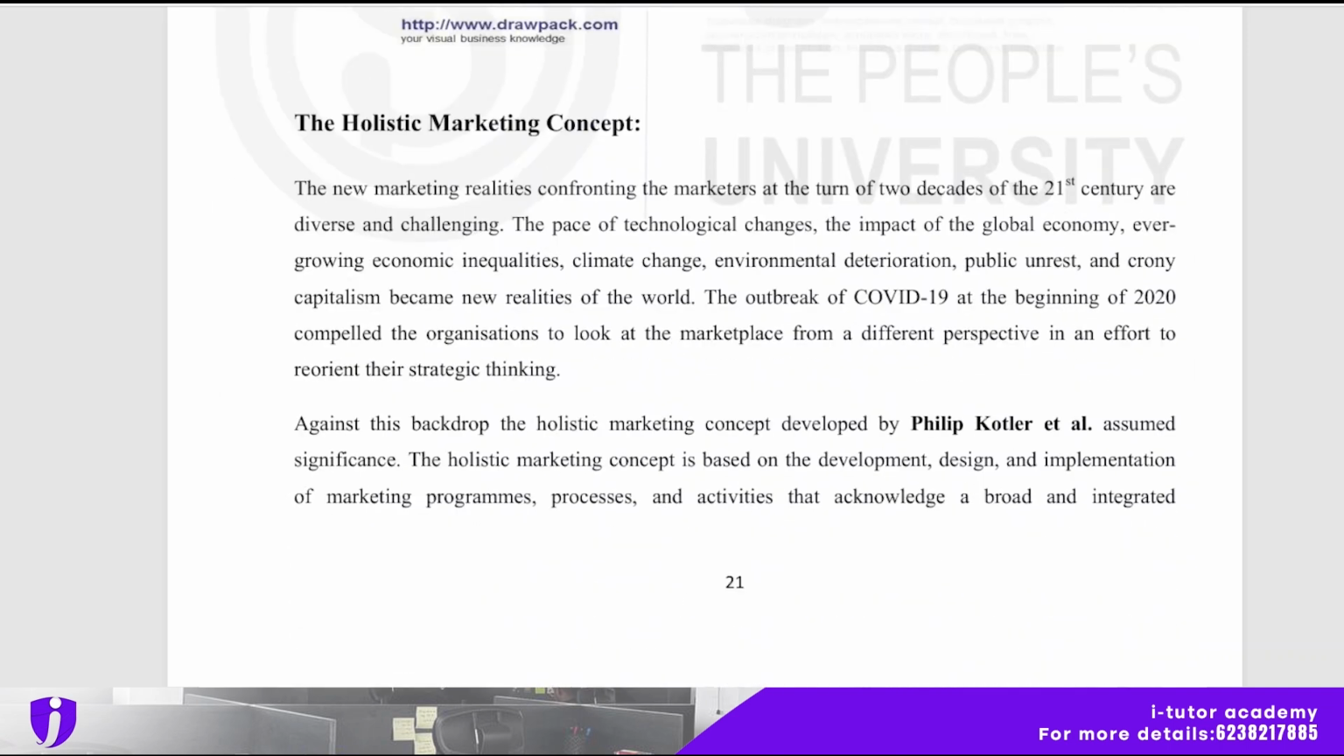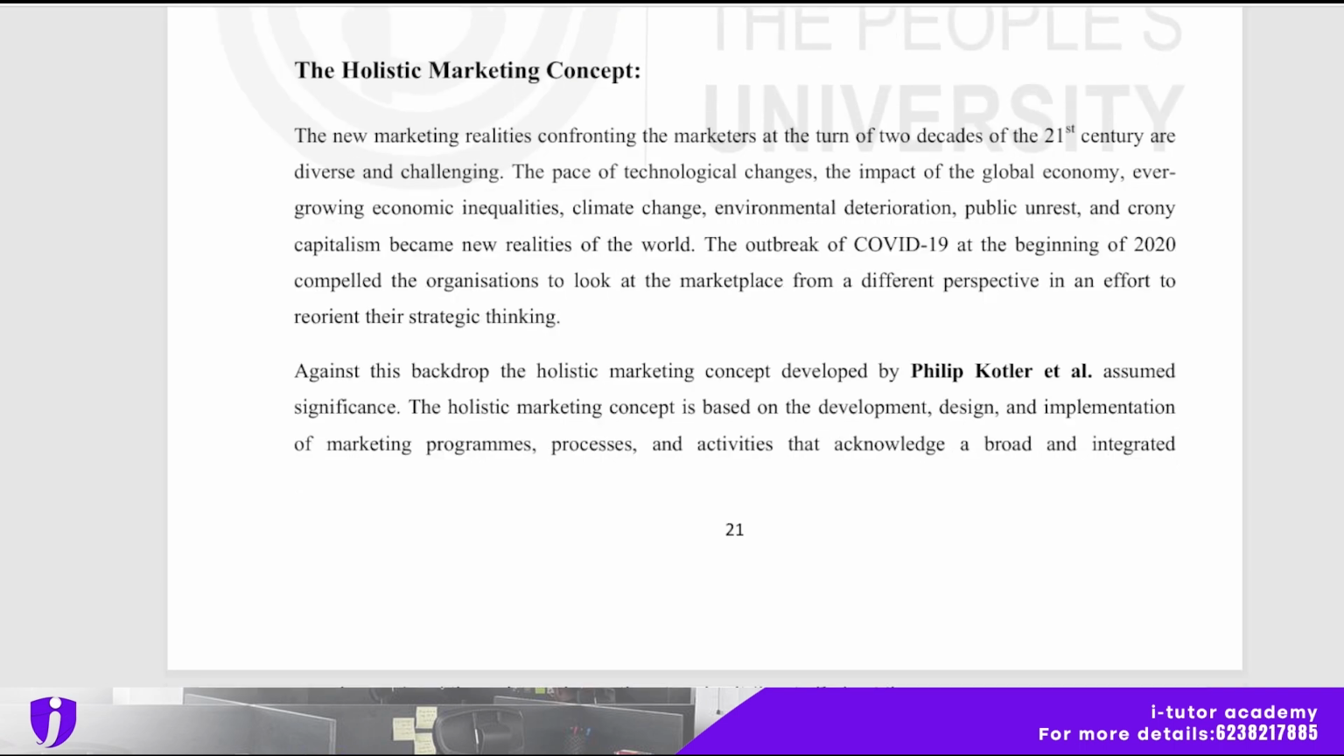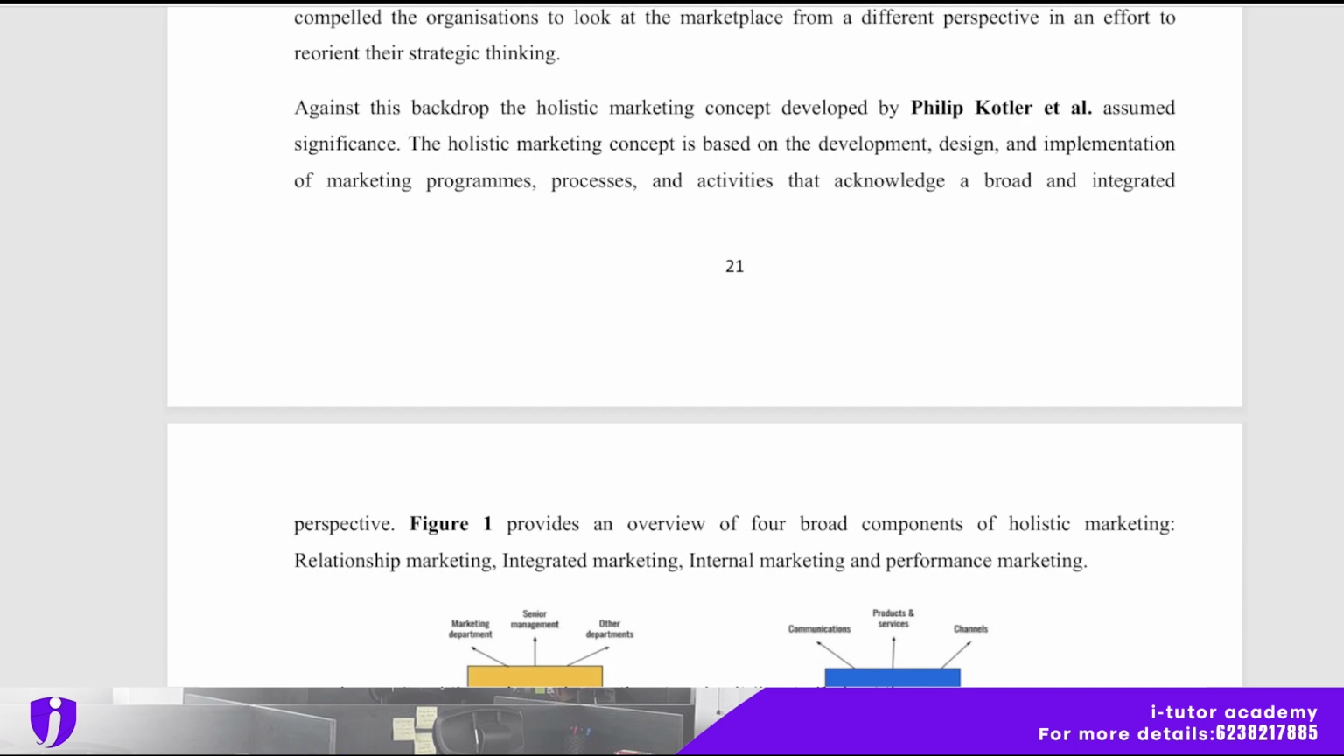The holistic marketing concept. The new marketing realities confronting the marketers at the turn of 2 decades of the 21st century are diverse and challenging. The pace of technological changes, the impact of global economy, ever-growing economic inequalities, climate change, environmental deterioration, public unrest, and crony capitalism became new realities of the world. And against this backdrop, the holistic marketing concept developed by Philip Kotler assumed significance. The holistic marketing concept is based on the development, design, and implementation of marketing programs, processes, and activities that acknowledge a broad and integrated perspective.